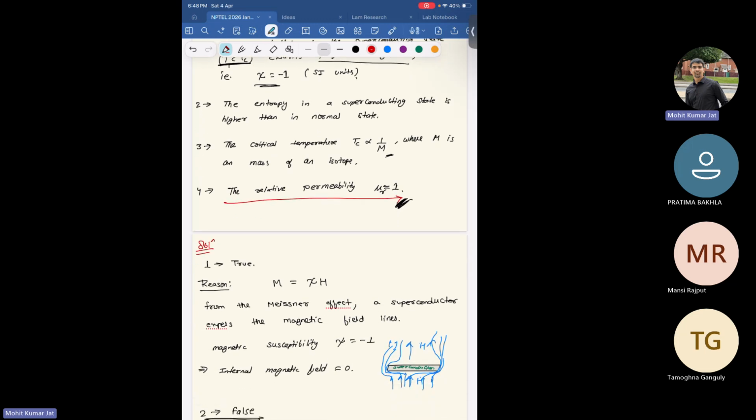So the idea is, lighter the material, larger the critical temperature. That's what it tells, right? For a particular isotope, of course, there will be prefactors, but for a particular material having isotopes, this is the case. Lighter it is, larger the critical temperature.